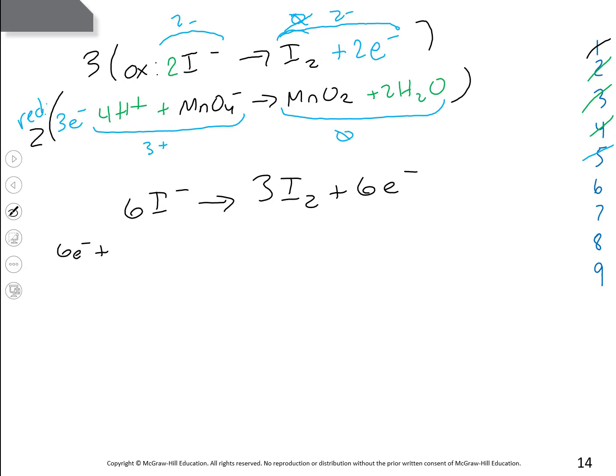Distributing the 2, I now have 6 electrons. 2 times 4 is 8 hydrogens, 2 permanganates, and 2 manganese oxides. And then 2 times 2 is 4 waters. Double check I did everything right. So that's step 6. 3 more to go.